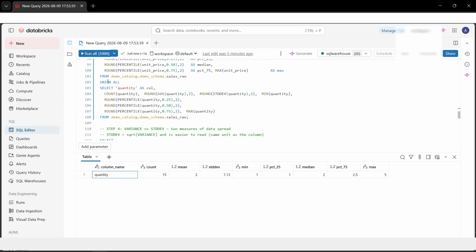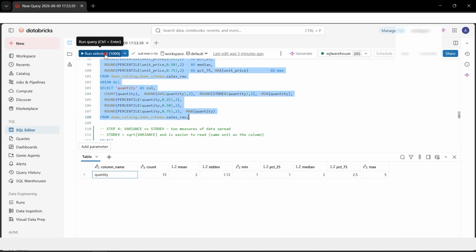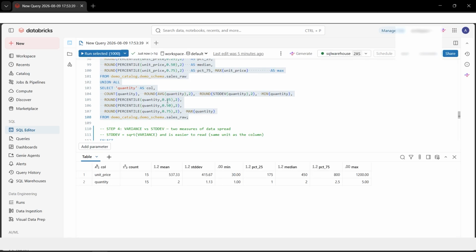We'll combine using union all here. We are familiar with union and everything from our previous tutorial, right? So there we go: the unit price and the quantity. We can see here that one kind of data profiling appears as well.